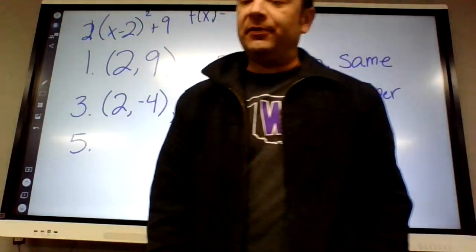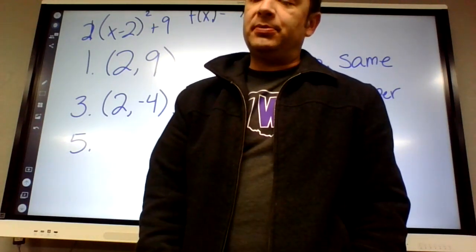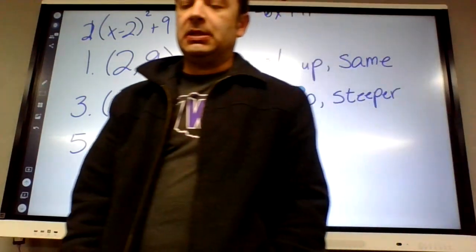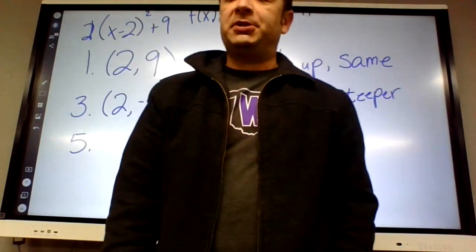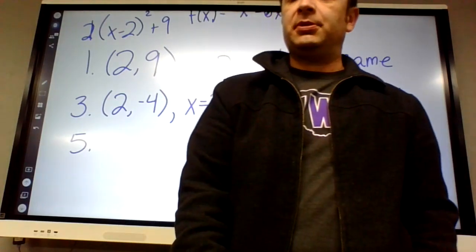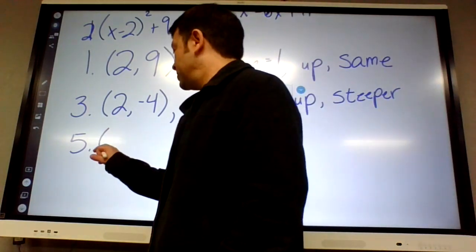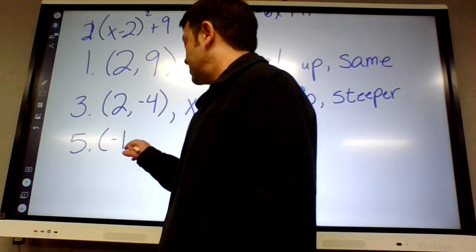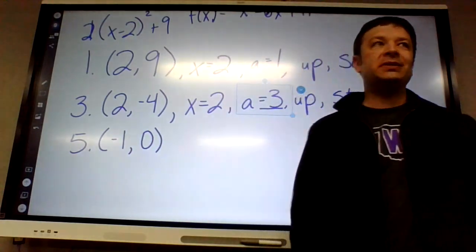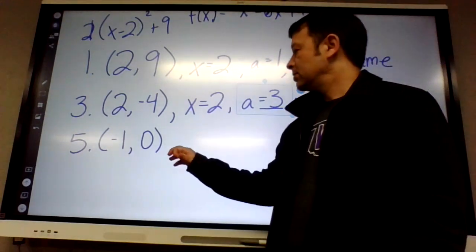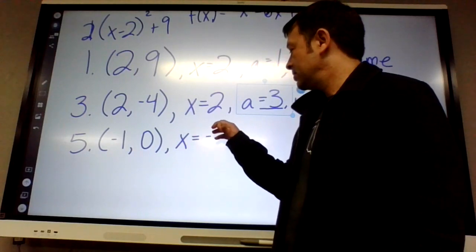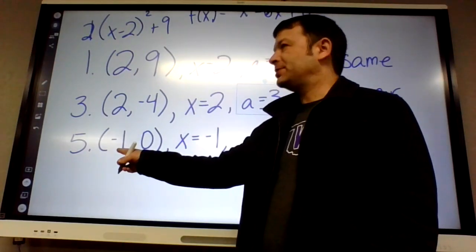Okay, number 5, where's the vertex? So, what's the +1 going to do to the vertex? Left 1. And how much is the parabola going to shift up or down? 0. How'd you know it was 0? Because there's no number outside the parentheses to the right. So it's left 1, up 0. So it's -1, 0. So what's the line of symmetry going to be? X equals -1, just shares the x value with the vertex.